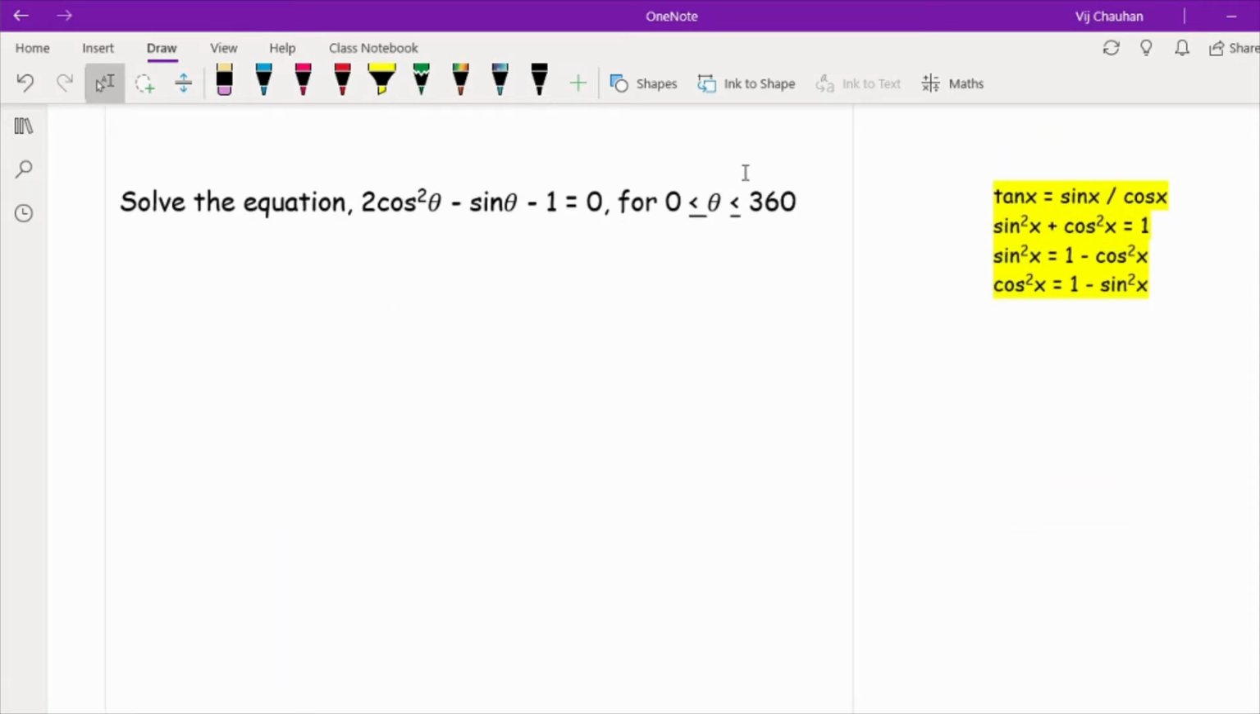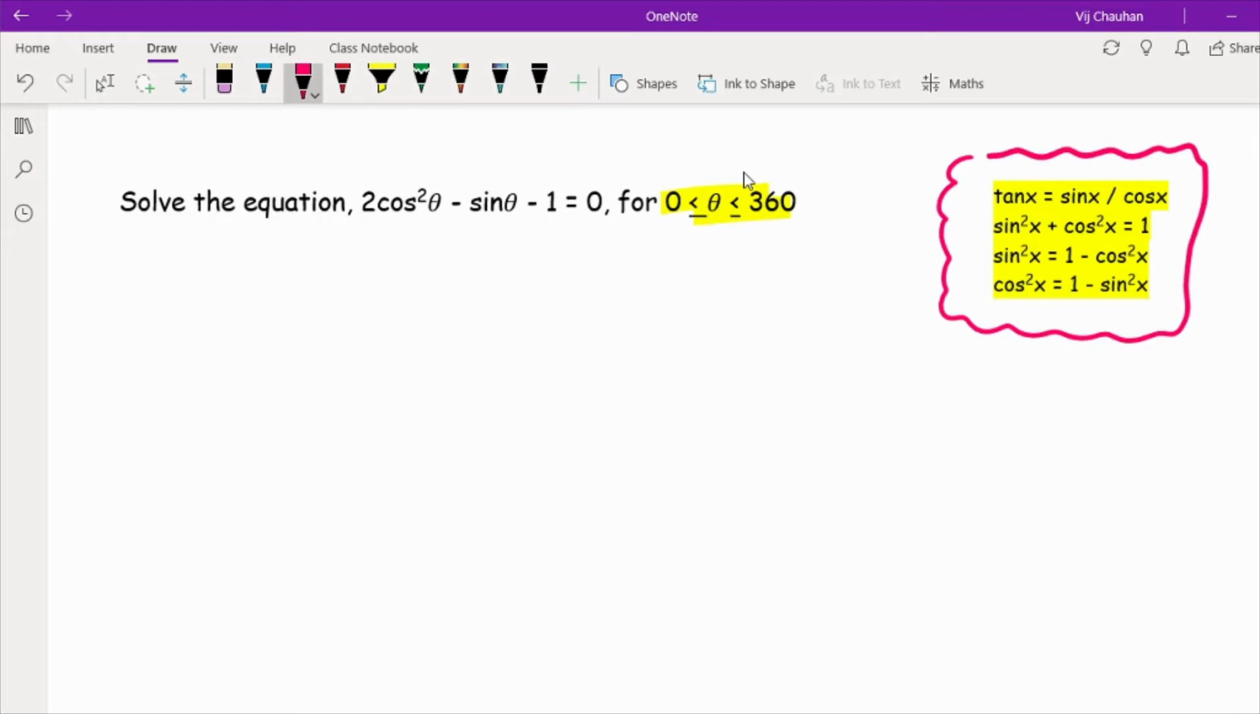And then behold, we've got this. As you can see here, we have got a squared in there: 2 cos squared theta minus sine theta minus 1 equals 0 for the range of 0 to 360. Again, I refer back to my list of trig identities. The main objective when you're doing these types of questions, when you've got a mixture of trig ratios, is to try and get them so that you just have one. Because when you have one trig ratio, it's then easy to go on and solve, like we've done in the previous trig equation videos, using quadratics or simply using the graph.